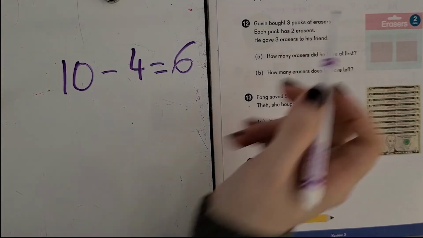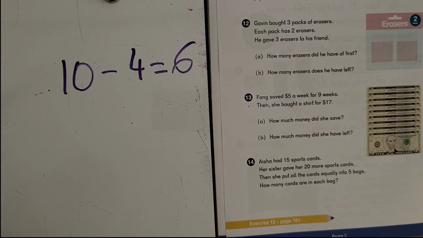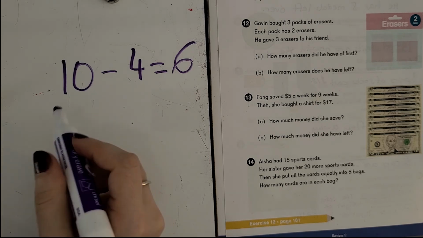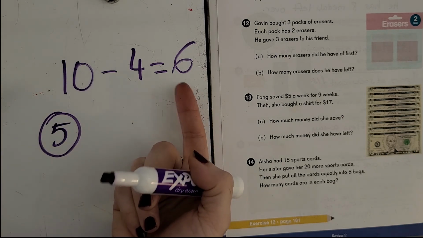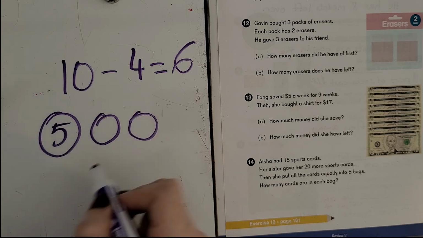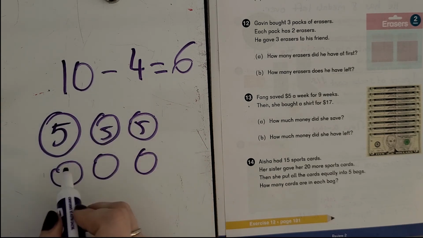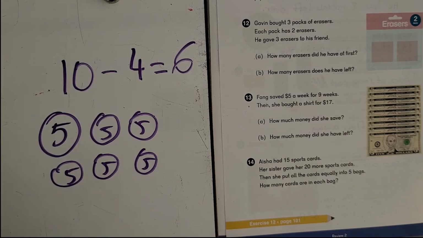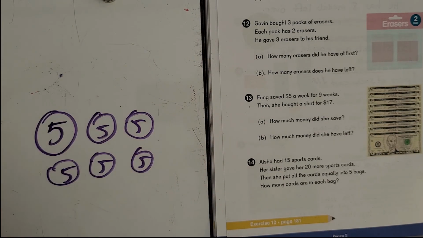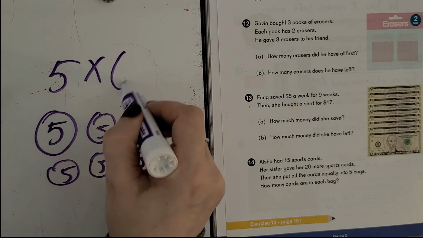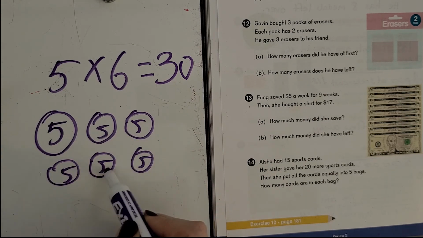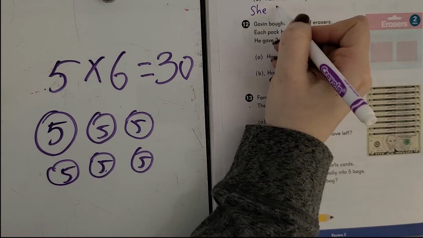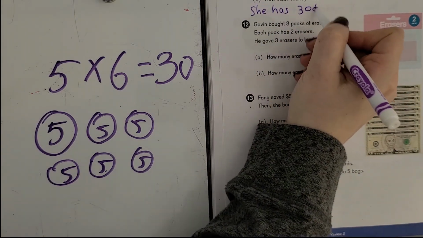How much money does she have left? So I know that 1 nickel is how much? 5 cents. That's 1 nickel. So 1 nickel, how many nickels does she have? 6 nickels. So 1, 2, 3, 4, 5, 6. Each nickel is 5 cents. Or you could have said 5 cents multiplied by 6 nickels equals 5 times 6 is 30. 5, 10, 15, 20, 25, 30. So how much money does she have left? She has 30 cents left.